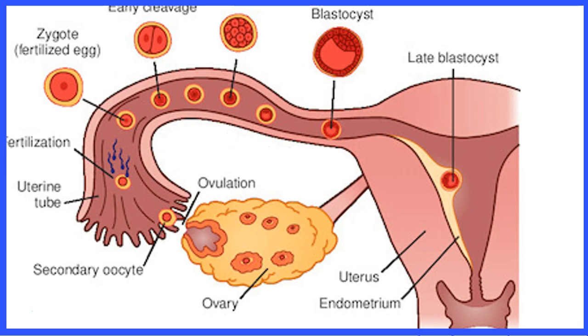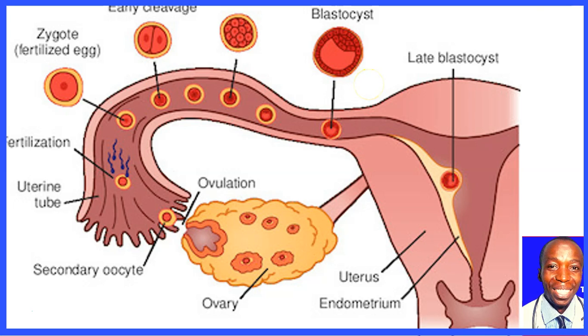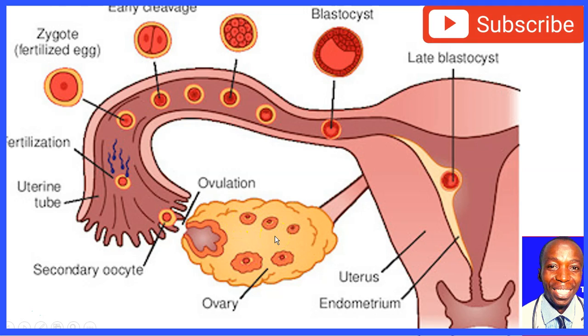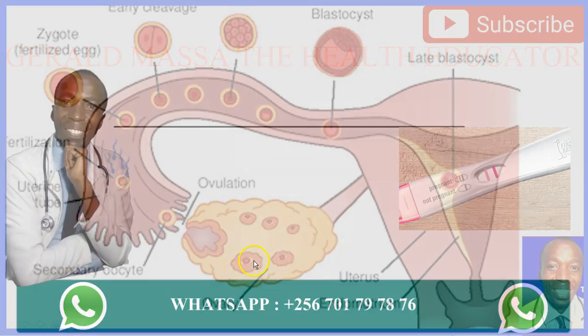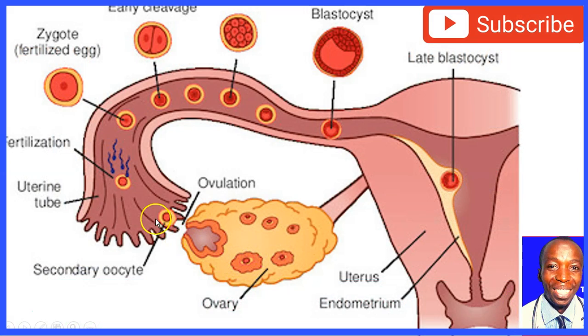Without further ado, we shall begin with a diagram of the reproductive system. The whole of this part is what we call the ovary. It is lined by small follicles. These follicles contain what we call the egg cells. The eggs are the ones which are released, and then they go on to be fertilized.